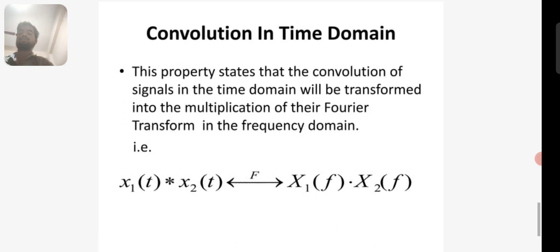Convolution in time domain. This property states that the convolution of signals in the time domain will be transformed into the multiplication of their Fourier transforms in the frequency domain. Example, x1 of t convolved with x2 of t is equal to x1 of f into x2 of f.